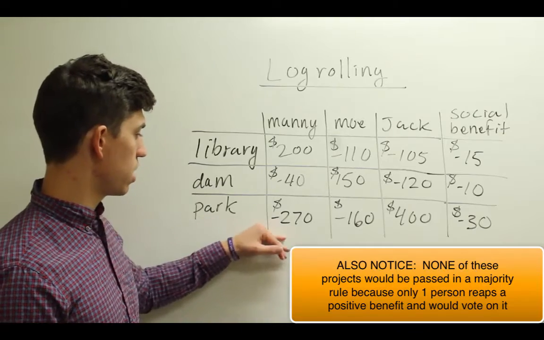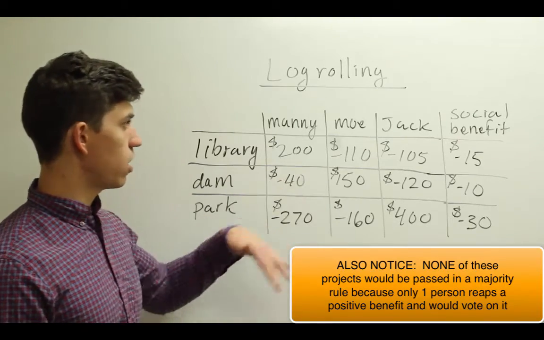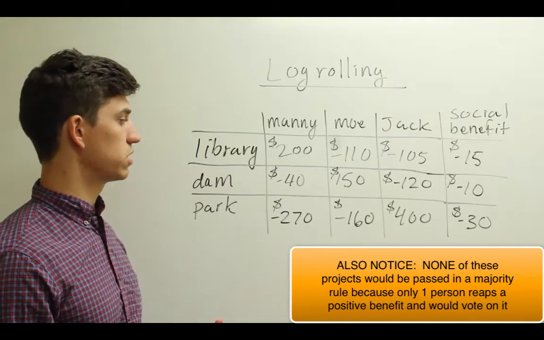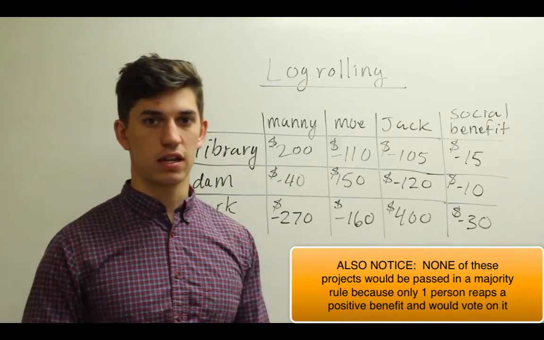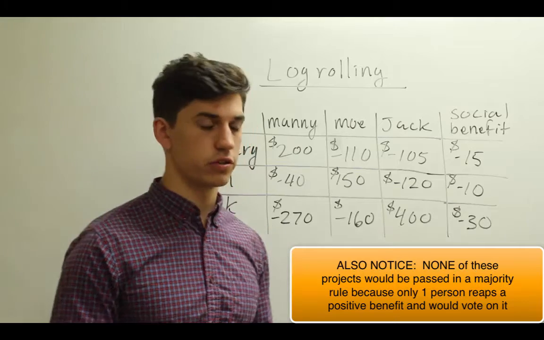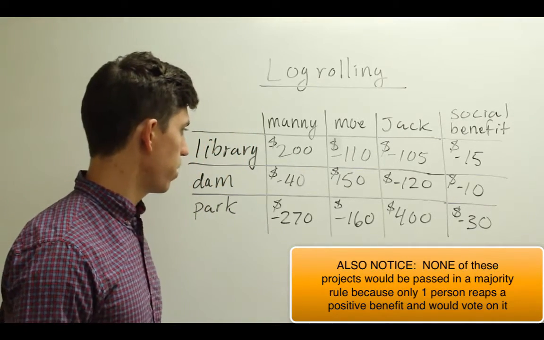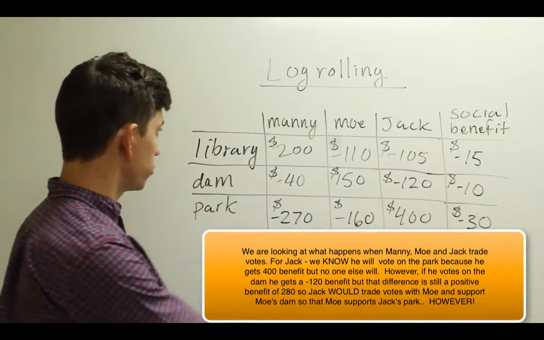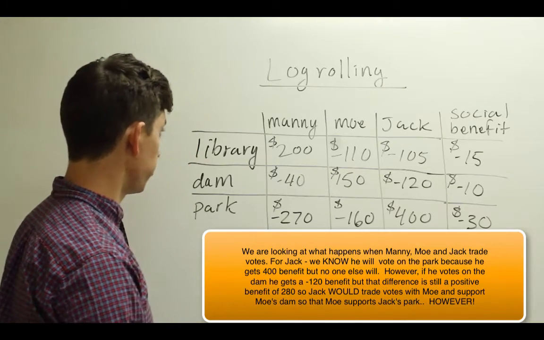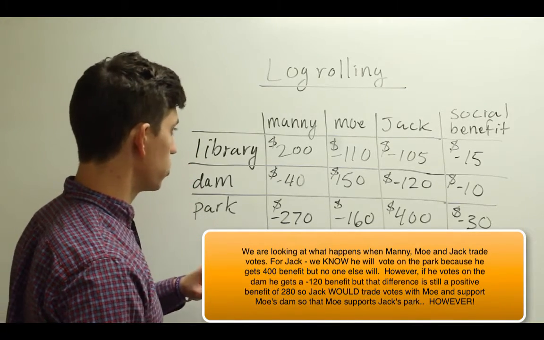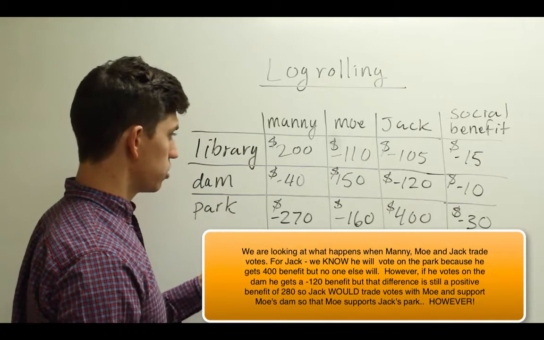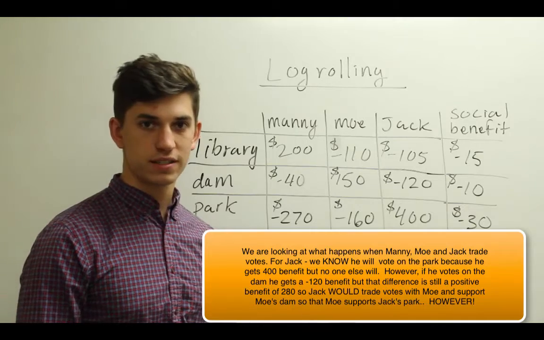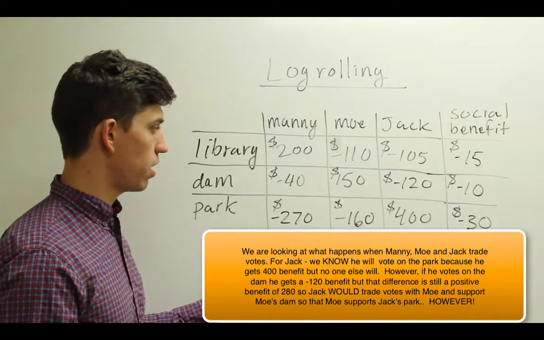However, using this process of log rolling, which I'll explain in a second, you can see that people could get together and trade votes and decide to pass each other's projects, right? So what we're going to look at here is note that Jack gets positive benefit from the park and Mo gets positive benefit from the dam. So let's see, though, if they agreed to vote for each other's projects, whether they would get positive benefit.